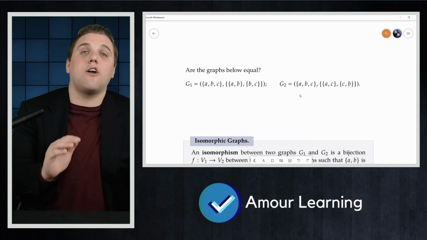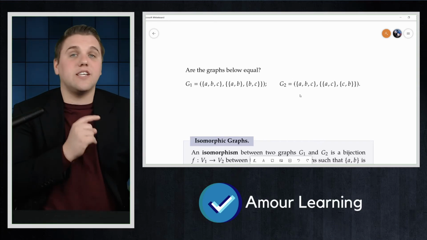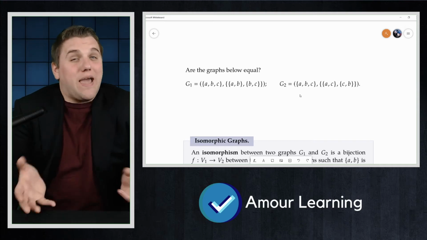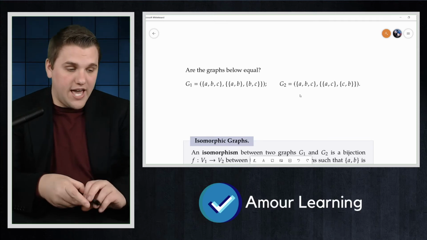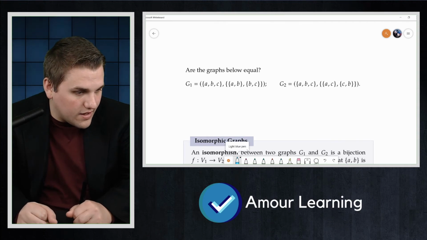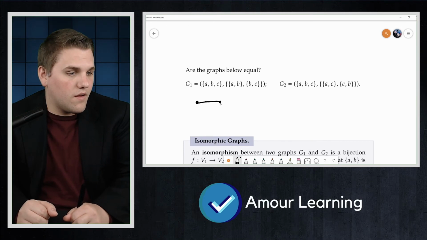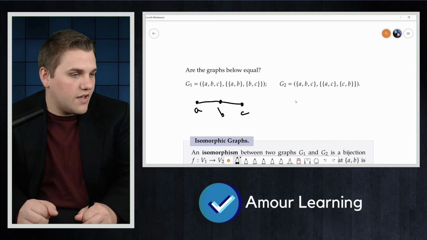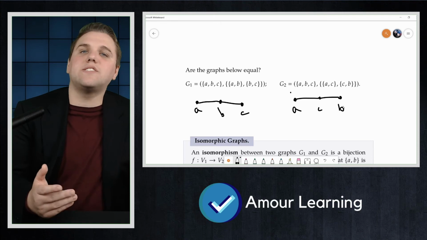Even if two graphs are not equal, they might be basically the same though. So in this instance, the graphs might still be basically the same. The graphs in the previous example could be drawn like this. And let me see if I can get a black pen here. There we go. Here I'll draw A, B, C, and here I'll draw A, C, B.